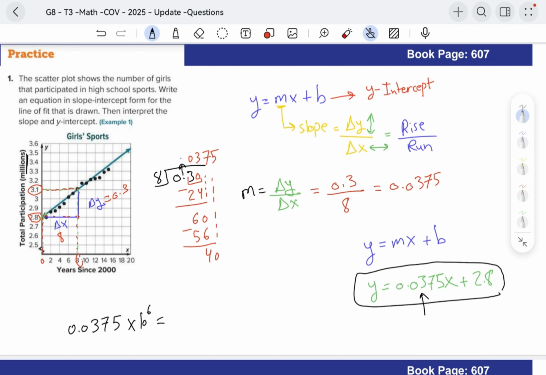We're going to move the decimal point 1, 2, 3, 4. Then we're going to add 2 zeros. 375. So the answer is 37,500. The number of girls participating in the high school sport will increase by 37,500 each year. And 2.8 shows the number of girls who participated in the high school sport in the year 2000.